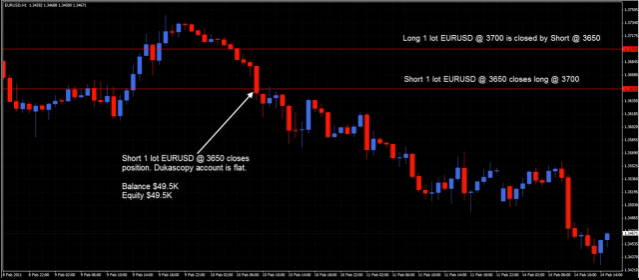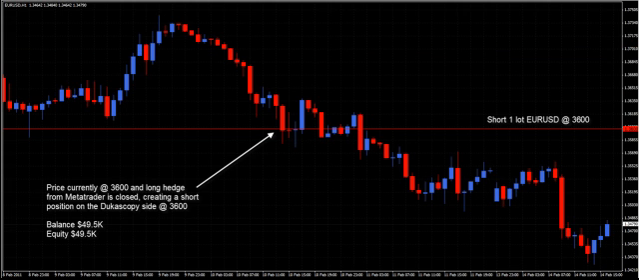Now, you decide to go short one lot at 3,650 to hedge your long position. In a position-based system, an equal order of the opposite trade will close it. So now you're essentially flat in your Dukascopy account. In this scenario, your balance is 49,500 and your equity is 49,500 because you are flat.